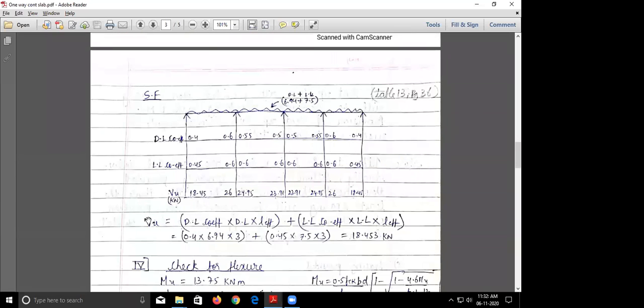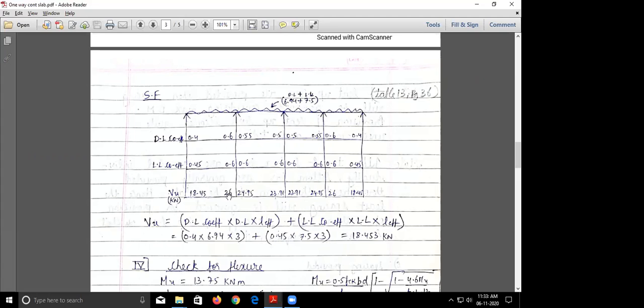So now how to find out the shear force. Shear force is found out by using this equation: dead load coefficient multiplied by the dead load into L effective plus live load coefficient multiplied by the live load into L effective. So first at this point, if I try to find out, this will be 0.4 into dead load, how much is our dead load, 6.94, and L effective is 3. So you will get the value of 18.45. So I have written here the value of the shear, 18.45.